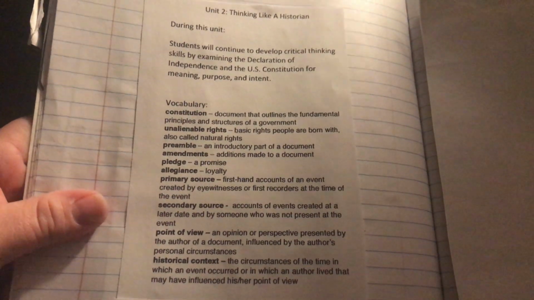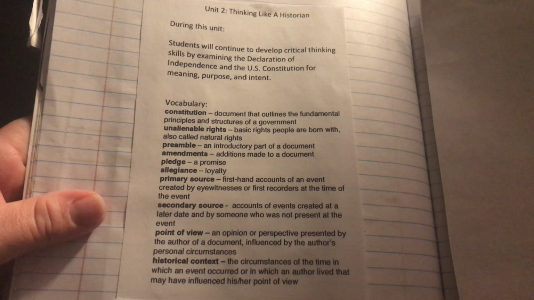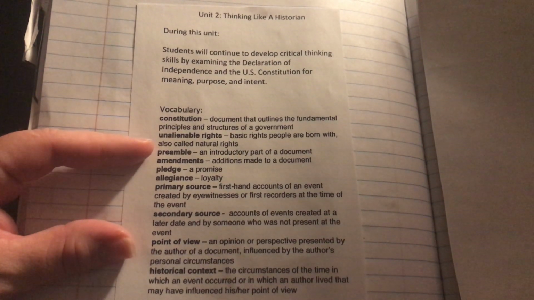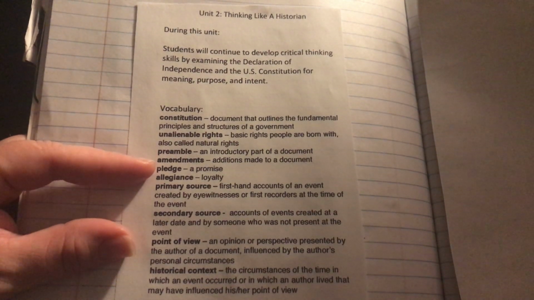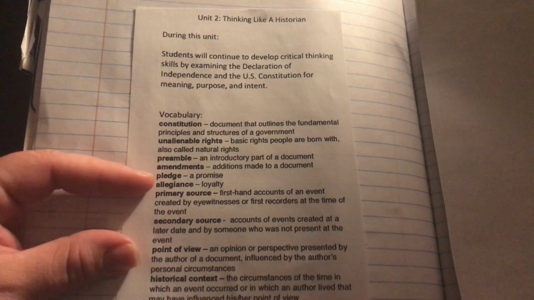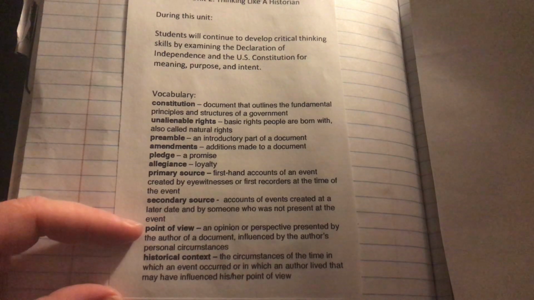We have Constitution, a document that outlines the fundamental principles and structures of a government. Unalienable rights, basic rights people are born with, also called natural rights. Preamble, an introductory part of a document. Amendments, additions made to a document. Pledge, a promise. Allegiance, loyalty. Primary source, first-hand accounts of an event created by eyewitnesses or first recorders at the time of the event. Secondary source, accounts of events created at a later date and by someone who was not present at the event.